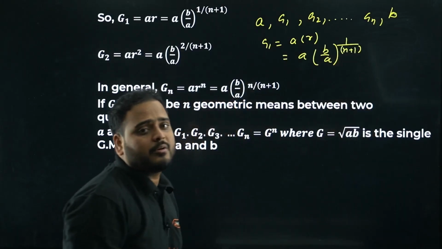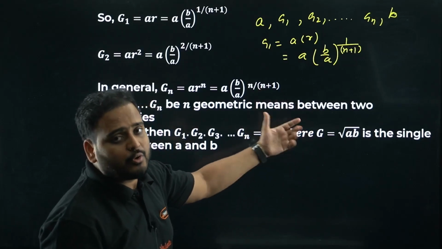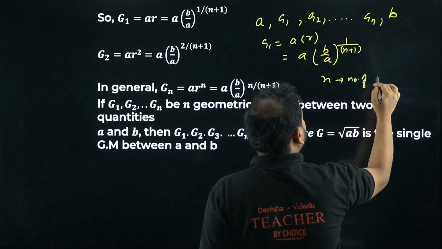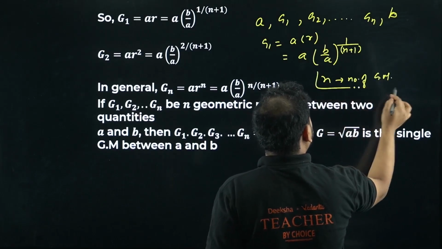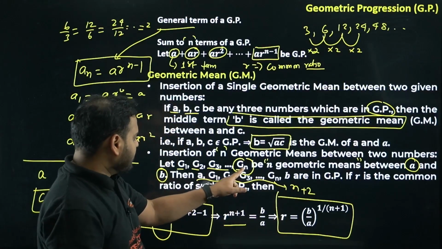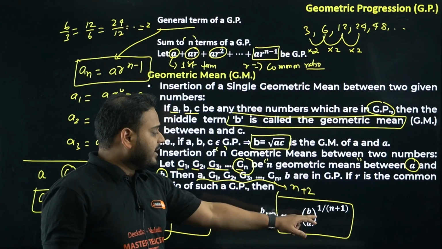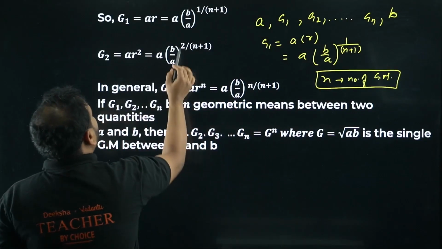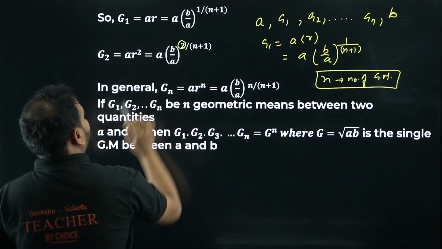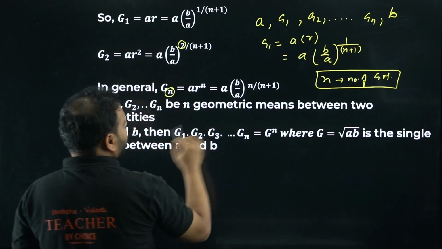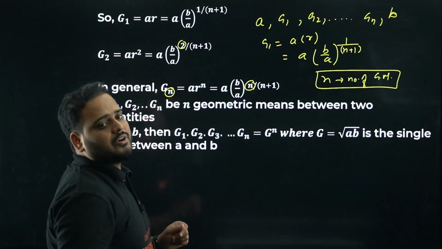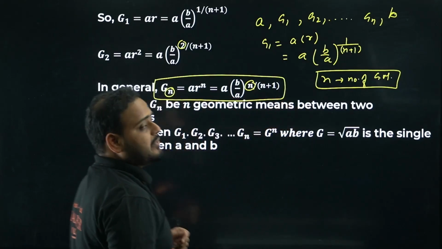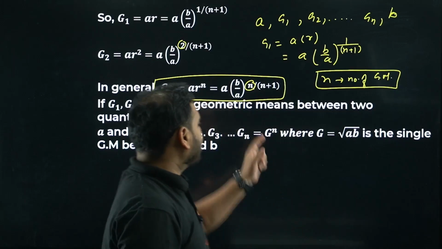What is the n value here? The number of geometric means that you're looking to find out. N represents the number of geometric means, g1 to gn. If you look for g2, you'll have 2 over here. If you look for g3, you'll have 3 over here. So if you look for gn, you'll have n over here. This is going to be your general formula for the n geometric means between any given two numbers a and b.